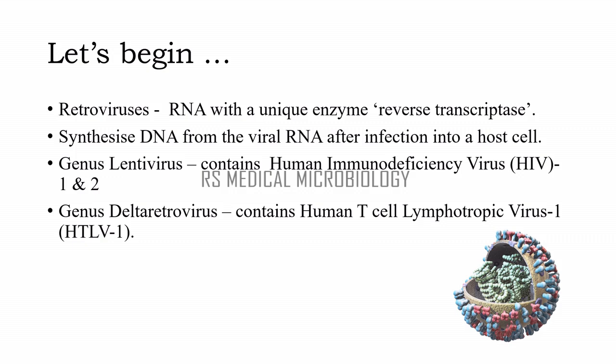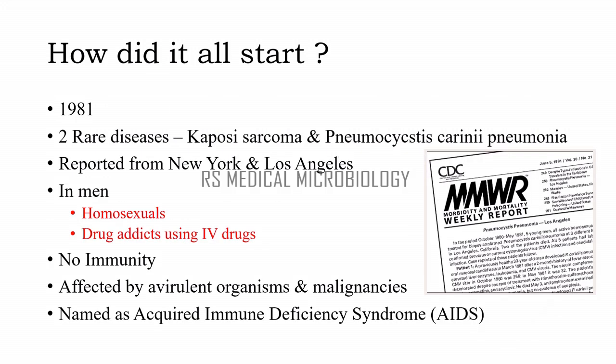So we have these retroviruses. You have many types. You have a lentivirus group and the delta retrovirus group. So how did this HIV start? So we all know that it was way back in the 1980s.